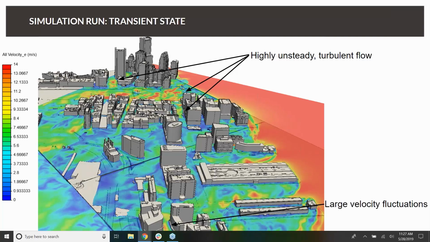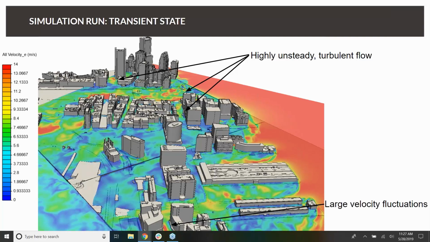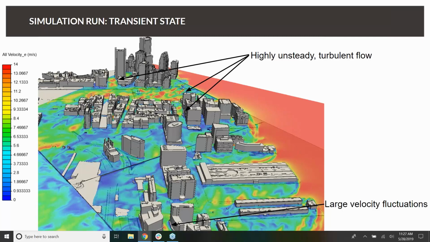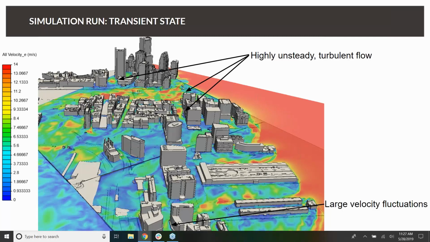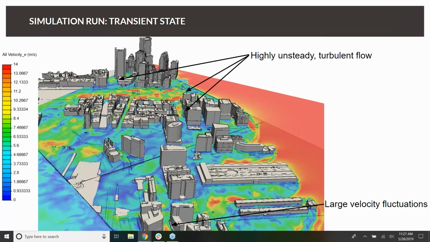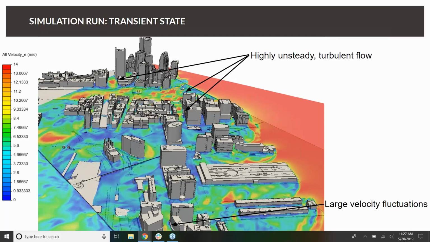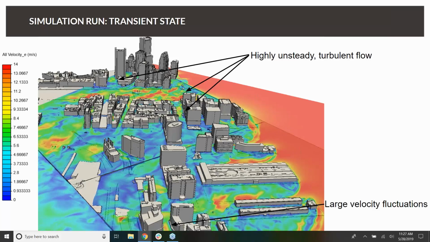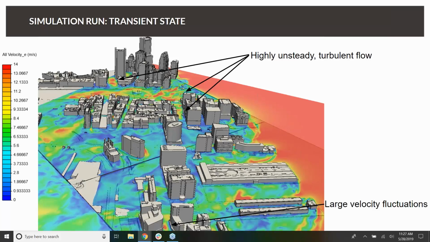On the bottom middle, there's a region where you can see vortices occurring, and it'd be very uncomfortable to hang out in front of the building. If you were having lunch there or something, it would be quite undesirable.